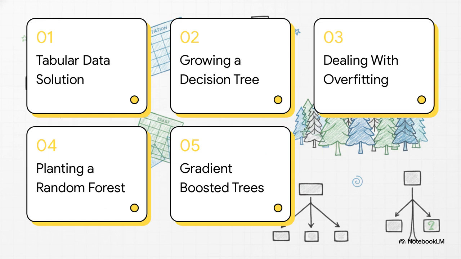So here's our roadmap for this explainer. First, we'll talk about why this is the tabular data solution. Then we'll grow a decision tree, tackle overfitting, plant a random forest, and finish up with gradient-boosted trees.